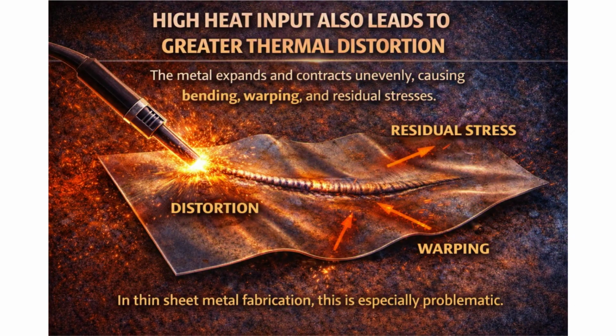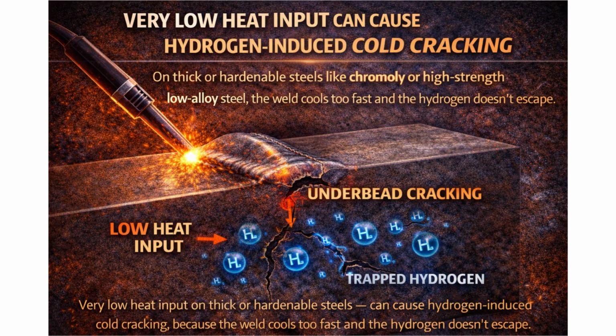High heat input also leads to greater thermal distortion. The metal expands and contracts unevenly, causing bending, warping, and residual stresses. In thin sheet metal fabrication, this is especially problematic. On the flip side, very low heat input on thick or hardenable steels, like chromoly, a high-strength low-alloy steel, can cause hydrogen-induced cold cracking, because the weld cools too fast and the hydrogen doesn't escape.